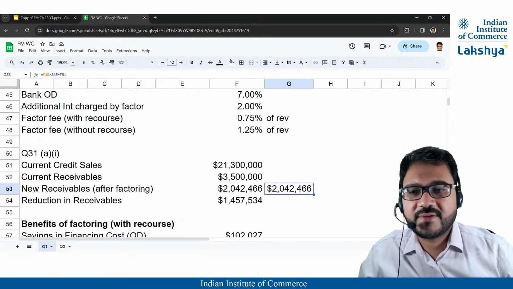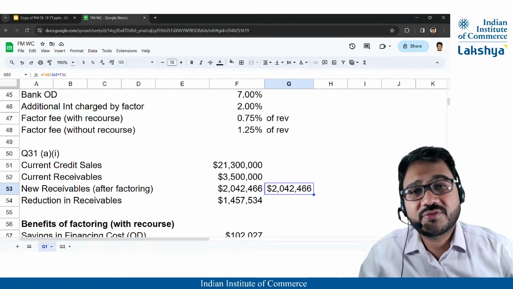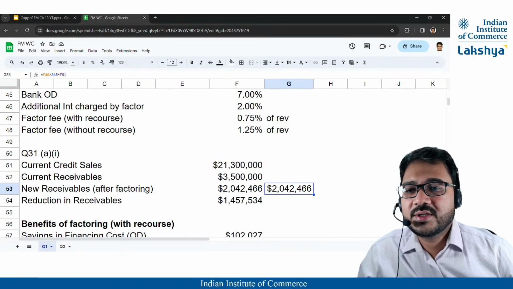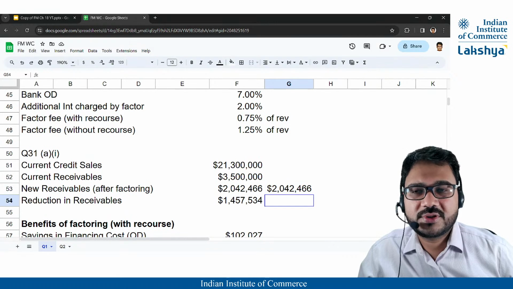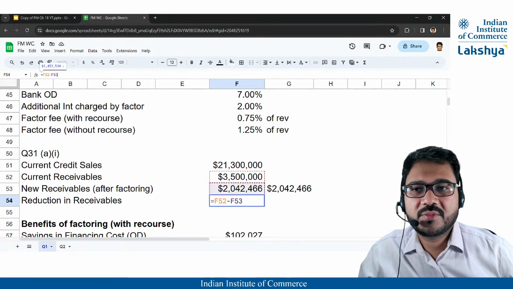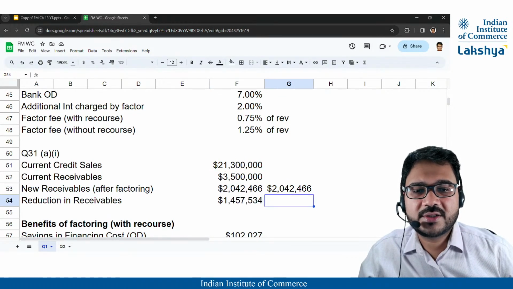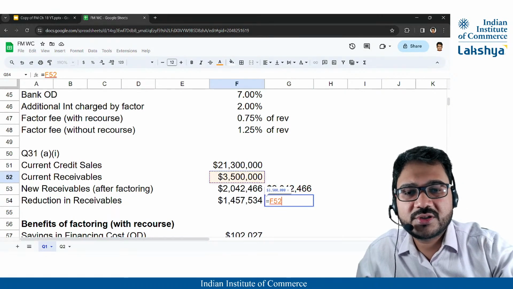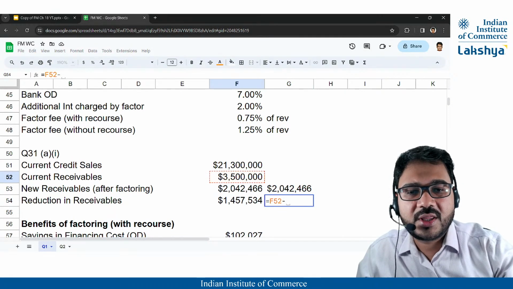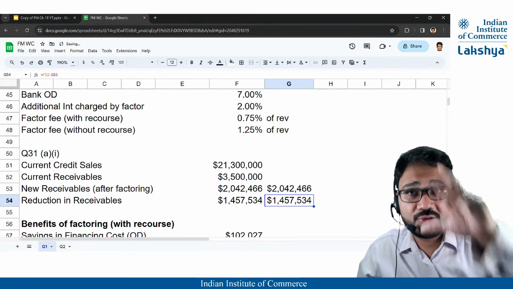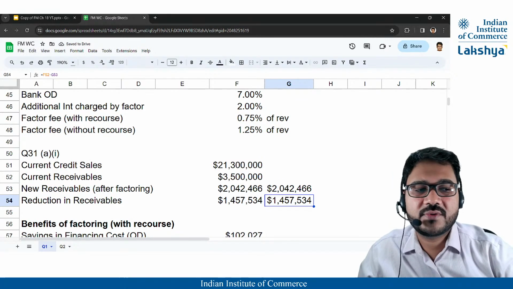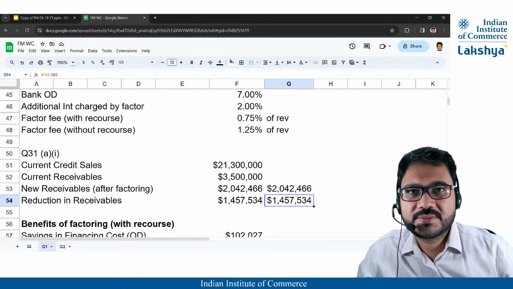Okay, so credit sales. We are valuing our receivables on sales. We value our payables on cost of sales. Okay, so yeah, your new receivables have been recorded. Now reduction in this receivables. Okay, how much are you reducing? It's just minus these two. So previously your receivables were 3.5 mil. Now it's reducing to 2 mil. So that means you are reducing your receivables by $1.4 million.